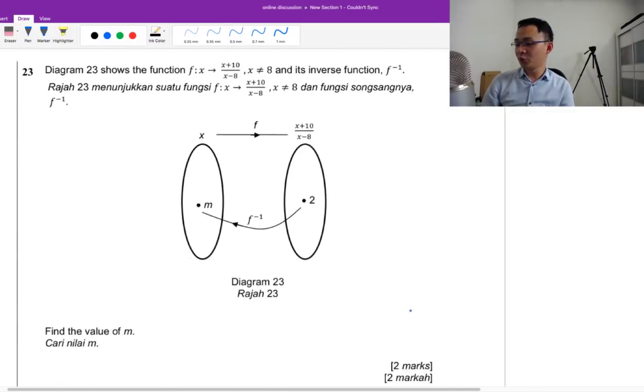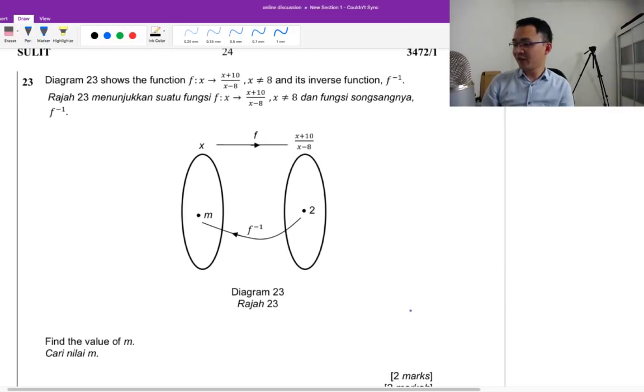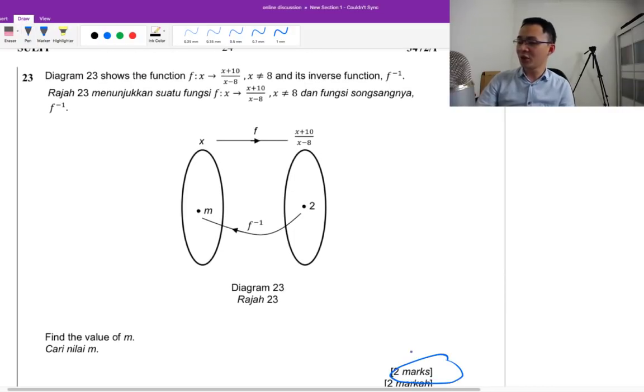Alright, so 23. Find the value of m. This is just 2 marks. There are a few ways to do this, but we're trying to use the easiest way. Going to the other side is basically f(x). Since I know this is f(x), and they say this is the inverse, they want to find m. I just do something like f(m) equals 2, because this is my x and this is my f(x). So f(m) equals 2 if I use f(x), because I don't have the inverse function.